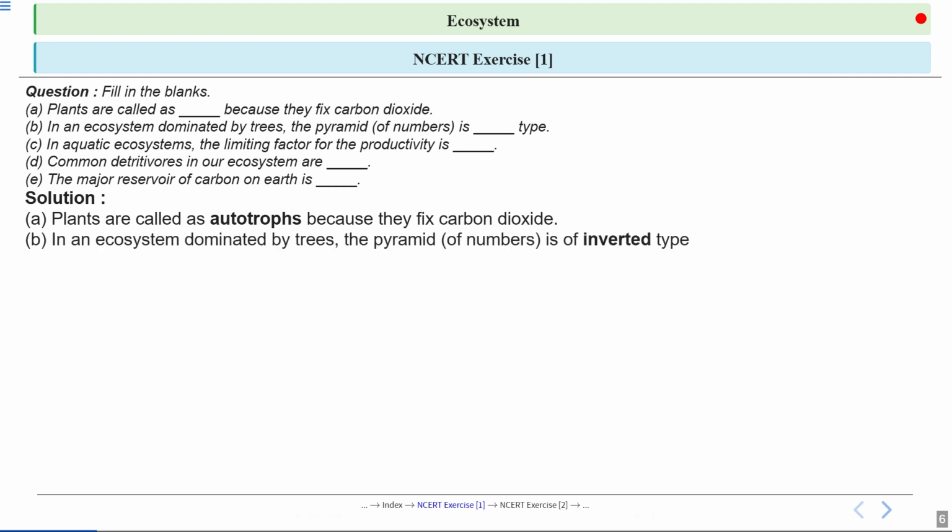Now next one, in an ecosystem dominated by trees, the pyramid of number is of inverted type. Let's have a look at the explanation of this answer. In an ecosystem dominated by trees, the pyramid of number is inverted because there are very few large trees compared to the large number of smaller organisms like insects, bacteria, and small animals that depend on trees for food and shelter, which explains why the number of producers is less than the number of consumers in this type of ecosystem.